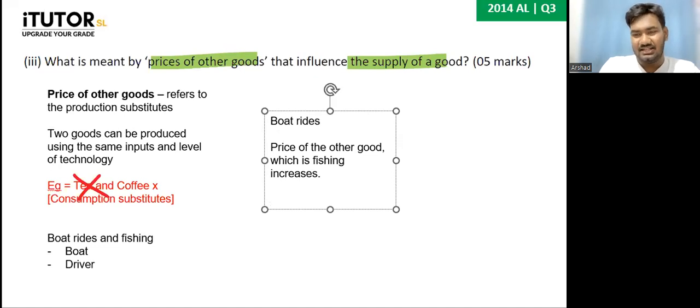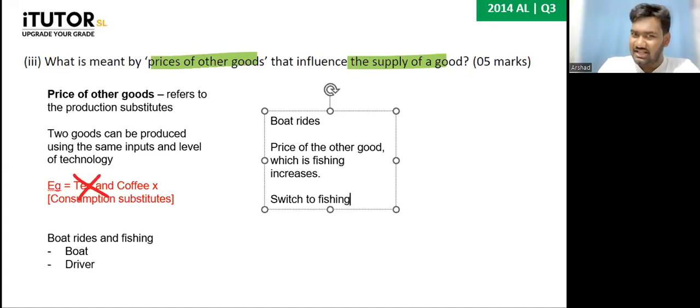What are you going to do? Think as a producer now. Put yourself in that situation. You have a boat, you go and take tourists on boat rides, right? For a boat ride, for 1 hour they are giving you, let's say, 1,000 rupees. But now let's say all of a sudden the demand for fish has increased. Now if you go fishing for 1 hour, you can catch fish worth, let's say, 5,000 rupees. What are you going to do now? If the price of the other good, which is fishing, increases, what will you do, guys? You will switch to fishing. Why? Because of the production substitute, right?